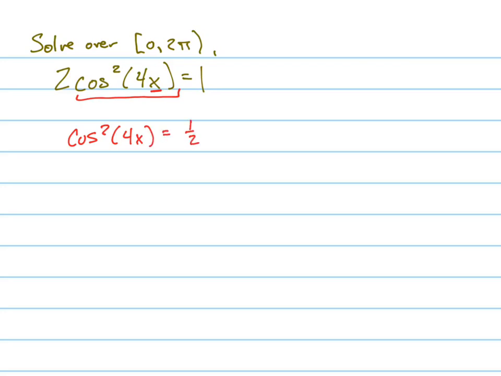Now take the square root of both sides, so the cosine of 4x now equals plus or minus the square root of 1/2, which, by the way, is the same as plus or minus root 2 over 2, if you simplify that. So you're thinking to yourself, oh, that's easy. Those are on my unit circle.